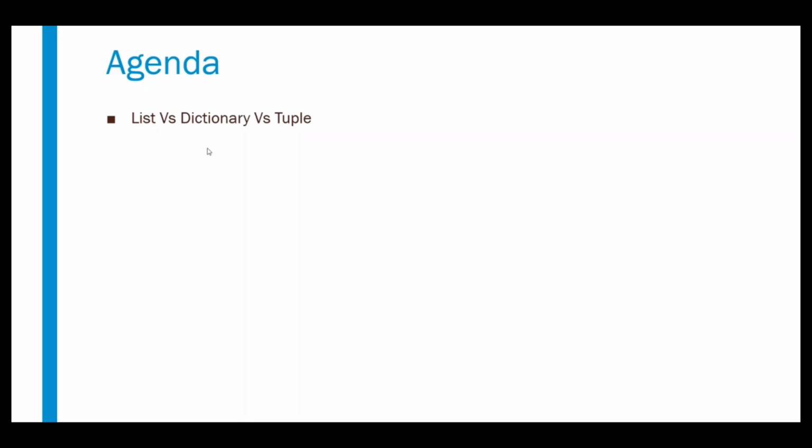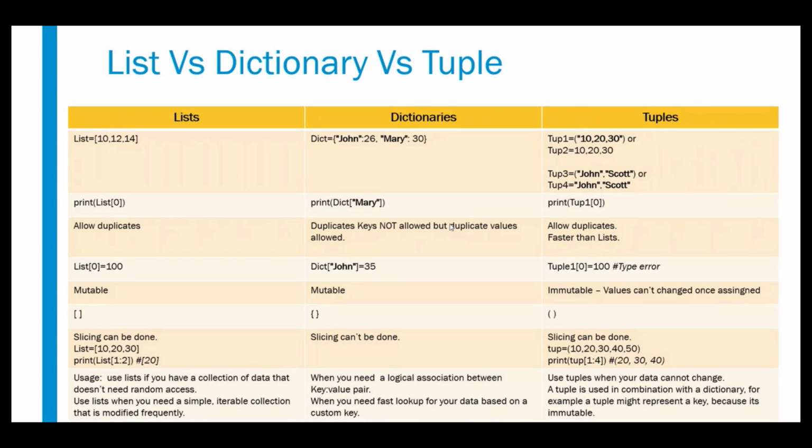So in this video, I'm going to talk about what are the differences between list, dictionary, and tuple. So far in the previous videos, I have discussed list, and we have seen so many operations on list, and also I have discussed dictionary and tuples. Now in this video, I'm going to show you the basic differences between list, dictionary, and tuple, and when we need to choose list type, dictionary type, or tuple type. Now let's get started. So list versus dictionary versus tuple.